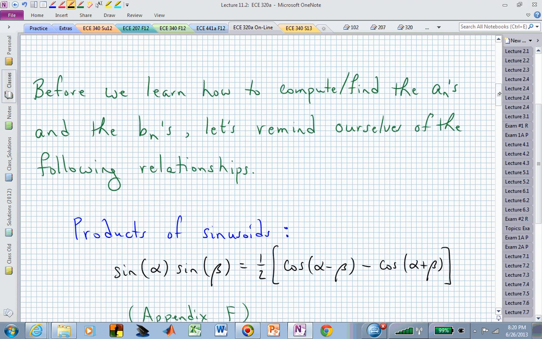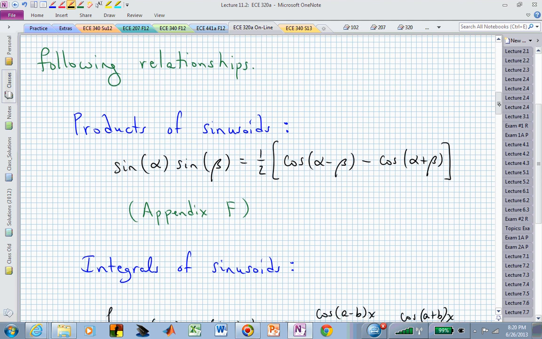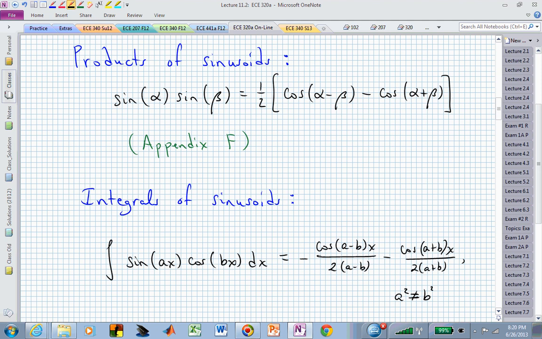But before we get into computing the A's and the B's, as I said, let's just remind ourselves of what we can do. In computing the A's and the B's, we're actually going to be looking at integrals of sinusoids. It might be the integral of a product of a sine and a cosine, or a sine and a sine, and the frequencies or the arguments on those sines and cosines most of the time will not be the same. And one way to do that then is to expand that product into the sum and difference of cosines and sines. Here I just give one example of the sine alpha sine beta product.